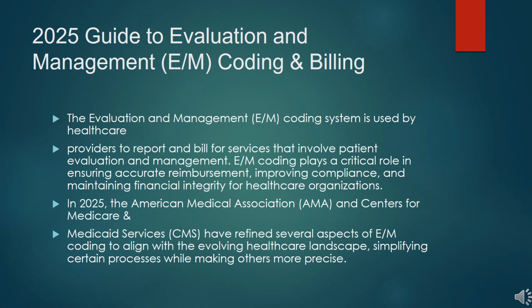2025 Guide to Evaluation and Management (EM) Coding and Billing. The Evaluation and Management EM coding system is used by healthcare providers to report and bill for services that involve patient evaluation and management. EM coding plays a critical role in ensuring accurate reimbursement, improving compliance, and maintaining financial integrity for healthcare organizations. In 2025, the American Medical Association (AMA) and Centers for Medicare and Medicaid Services (CMS) have refined several aspects of EM coding to align with the evolving healthcare landscape, simplifying certain processes while making others more precise.